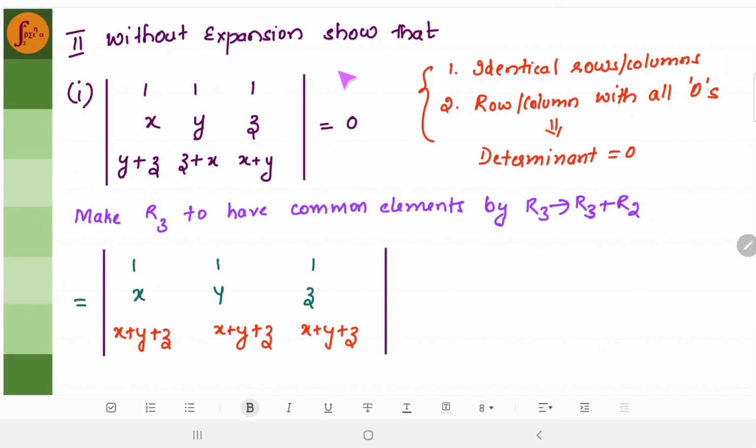Let us solve a few determinant problems where, without expanding, we will have to figure out the determinant. So we will have to either use determinant properties or simplify the elements in the determinant, right? We make the elements smaller and simpler and then calculate the determinant. Now in this example, without expansion, we will have to show that the determinant is 0.